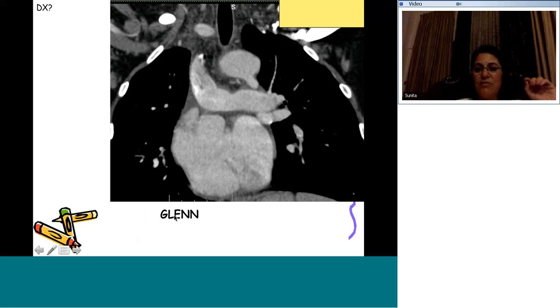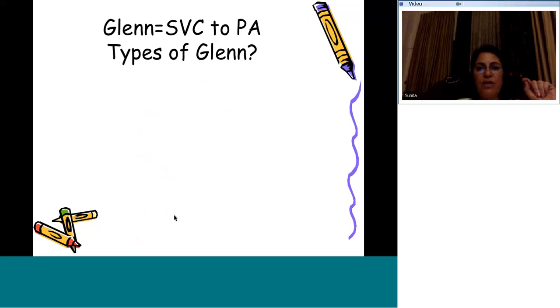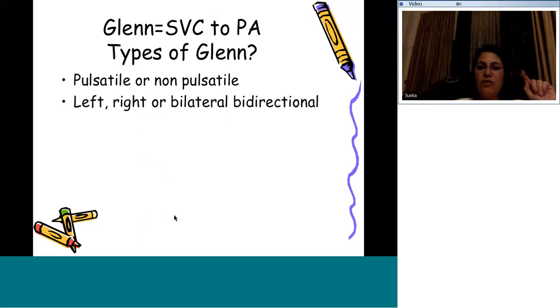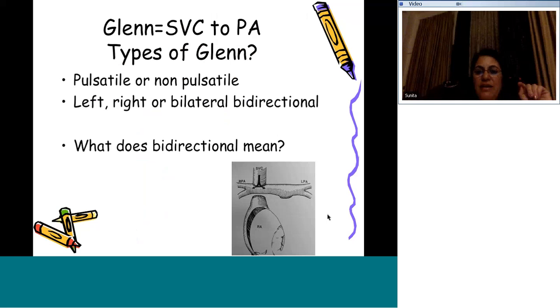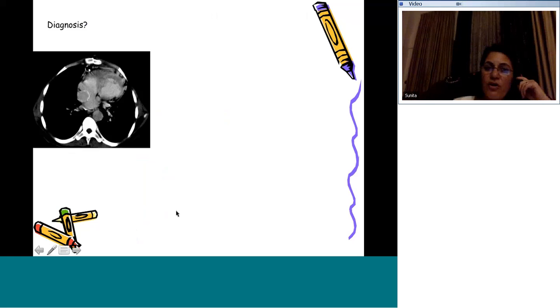This is Glenn and Fontan, which I think you all see all the time, so I won't discuss that. So this is just a Glenn, SVC to PA. The types of Glenn: pulsatile or non-pulsatile. You can have left Glenn, right Glenn, bilateral, bidirectional. And bidirectional basically means that the SVC gives blood to both the right and the left branches. In the past, they used to do unidirectional, which meant the SVC only went to the RPA. But nowadays, all Glenns are bidirectional.